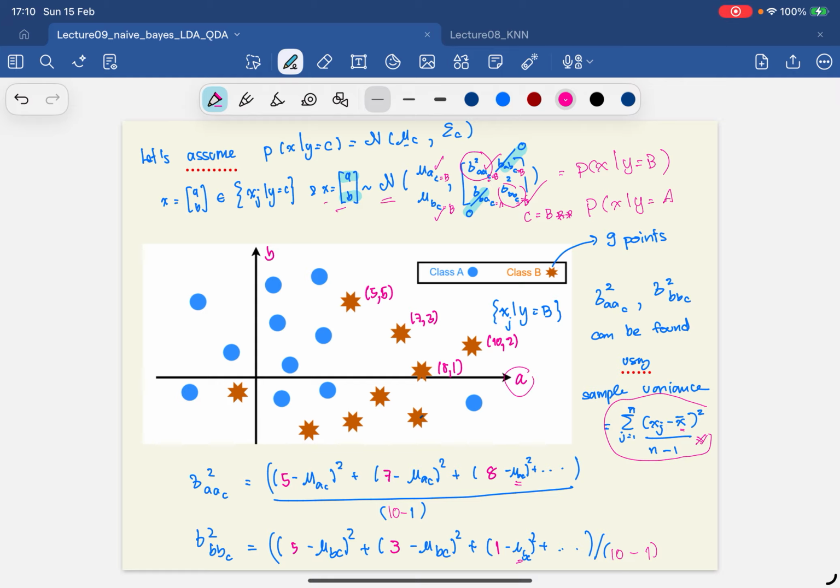Sorry, I actually used A and B here, but just know that they are not the same. They are unrelated things, okay?